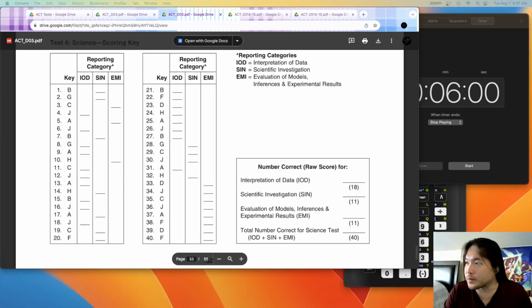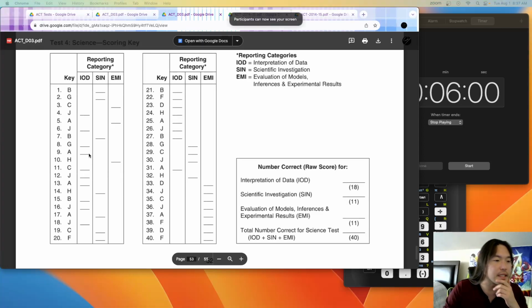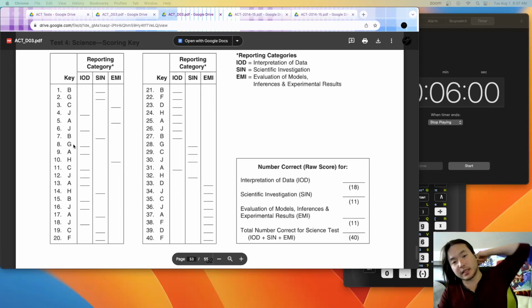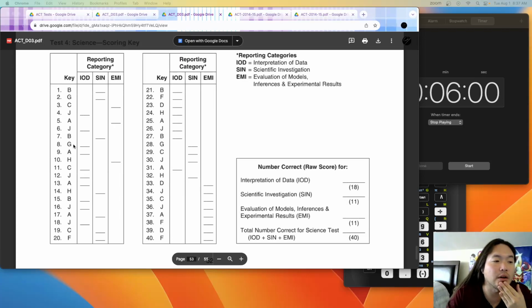Let's mark your results. Starting from 8, we have G, 9 is A, 10 is H, 11 is C, 12 is J, 13 is A. You want like a 4 out of 6 correct here. 4 out of 6, not a bad place to be. Obviously, you want to do better than that. If you're looking for a top score, you really need to start getting all 6 questions correct, especially in the first couple of passages.